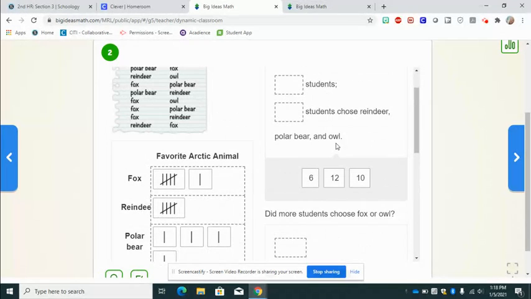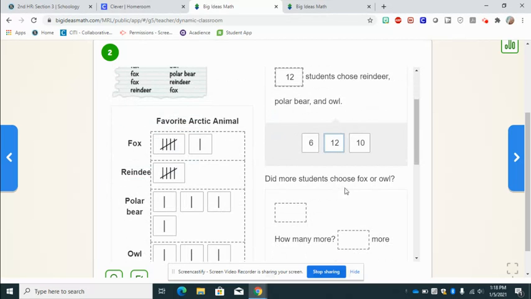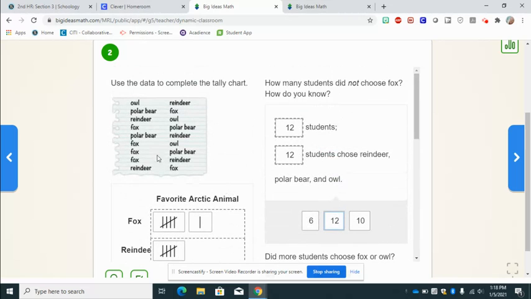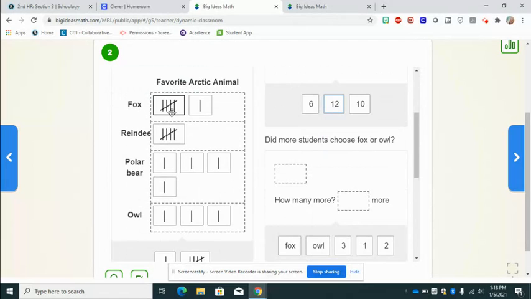That would be 12 because 5 plus 4 is 9, and then if we add 3 more, that makes 12. So 12 students did not choose fox, and 12 students chose reindeer, polar bear, and owl. Did more students choose fox or owl? So let's look at fox and owl. Which one has the most, fox or owl? Fox has the most. How many more students chose fox than owl?